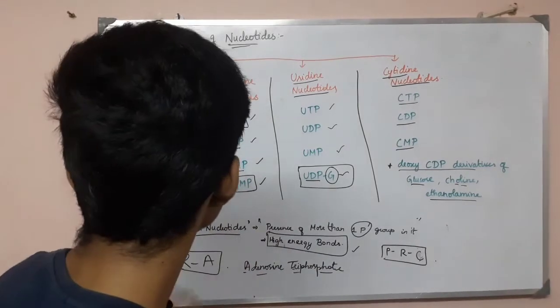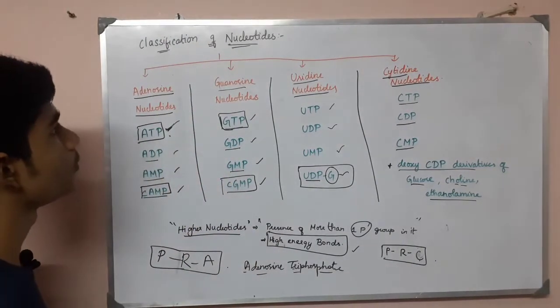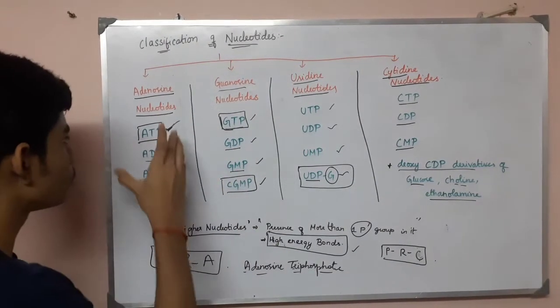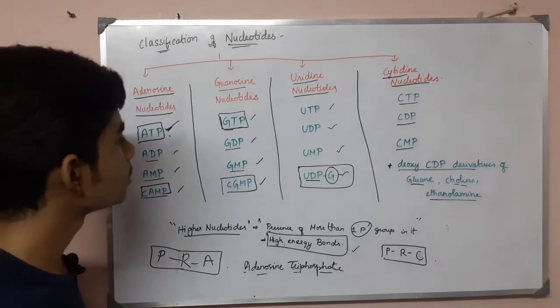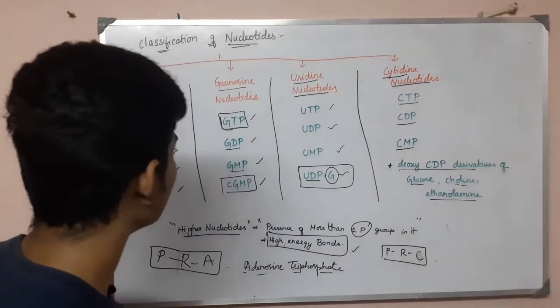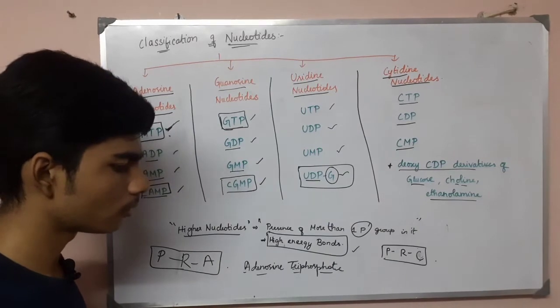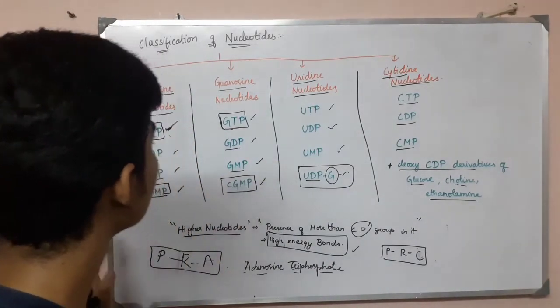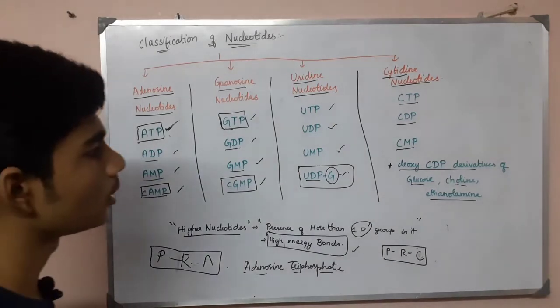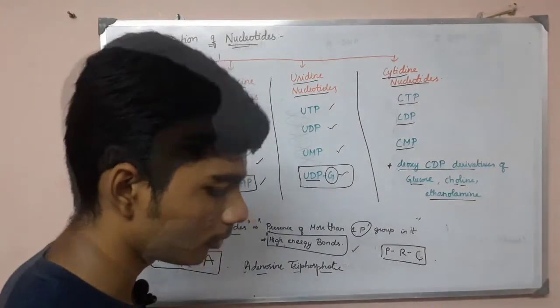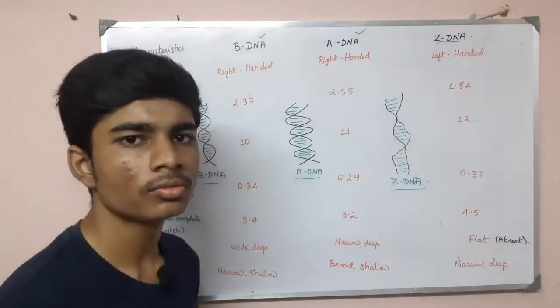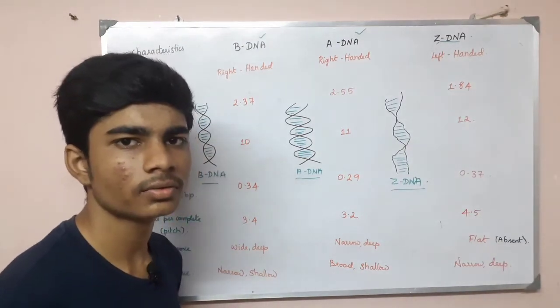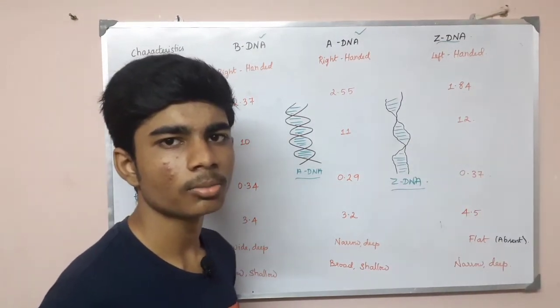So these are the basic classification of nucleotides. These are important energy giving products for our cells and for many processes in our cells and body. So nucleotides play a very vital role in our daily life. This was the classification of nucleotides and how they play an important role in our body.